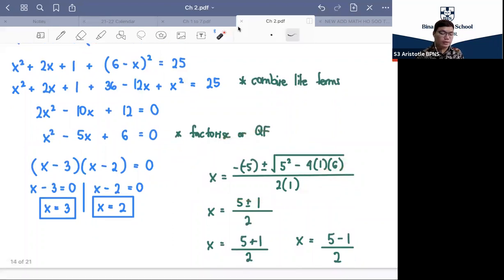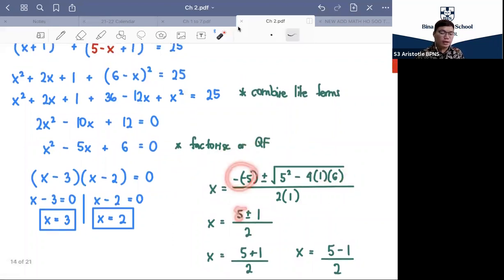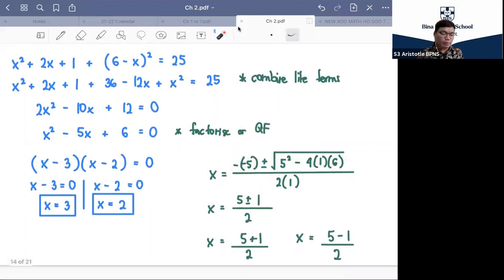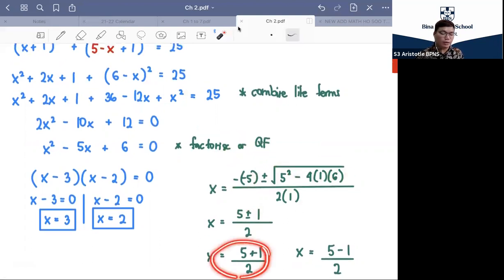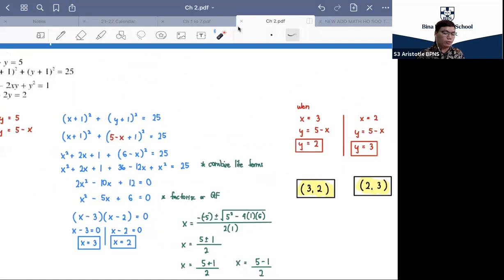Let's simplify this. So this is positive 5. And then this is 25 minus 24, right? So therefore, the square root of 1 is a positive and negative 1. So you separate the two. So you have 5 plus 1 divided by 2, which you'll get 3, right? And then the other one is 5 minus 1 divided by 2, which you'll get 2. So either way, class, it's up to you which one do you prefer, either factorization or quadratic formula. Okay, so yeah, those are the values of x.